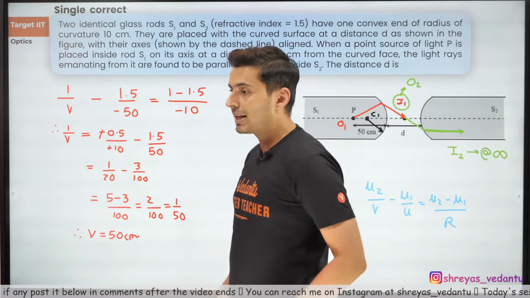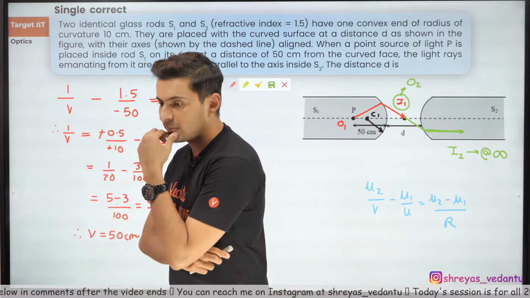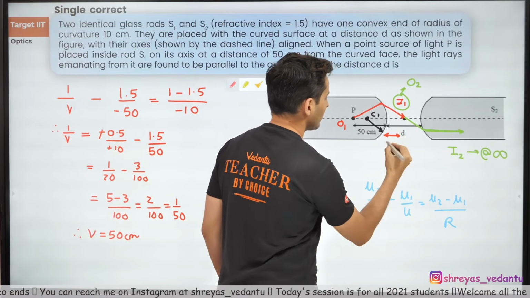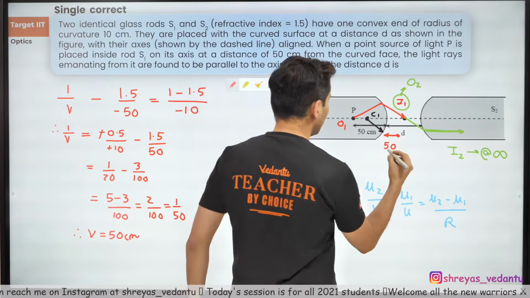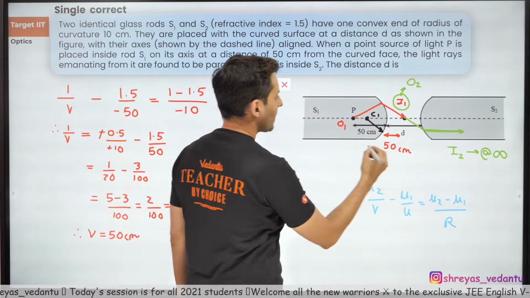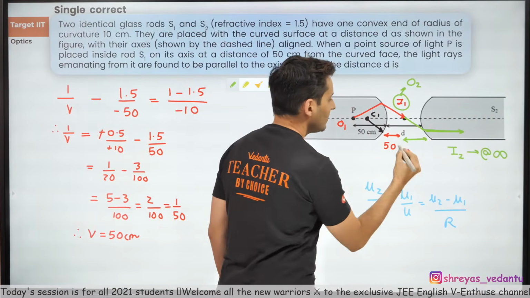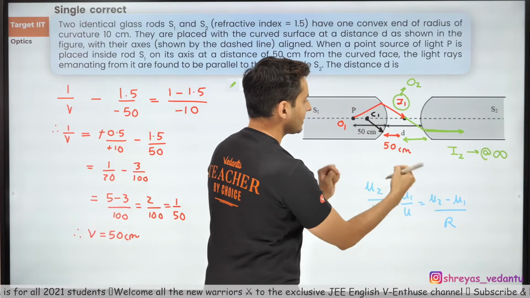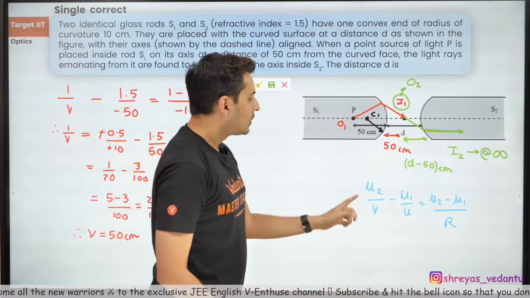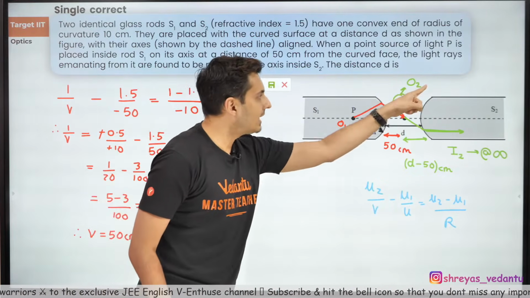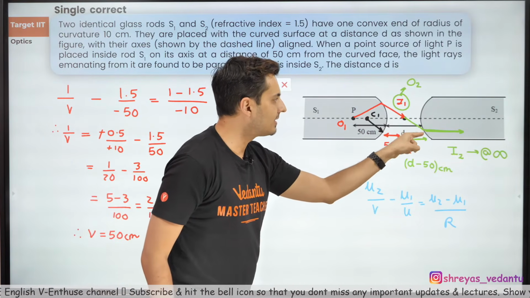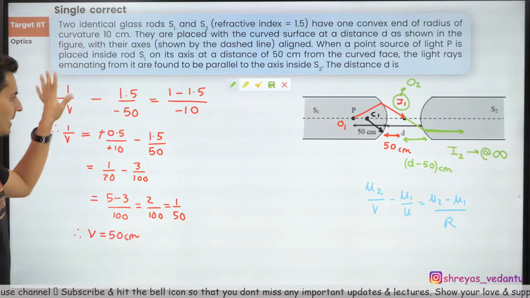Okay, now what do we do next? Think about it. What is the next step that should be done? I just figured out this distance; this distance is 50 centimeters as well. So think this way: how much will this distance be? This distance will be this minus this, which is d minus 50 centimeters. For the next refraction, the object distance will be this much, but with a negative sign. This is the incident ray, this is the refracted ray. So let's apply all of this again.